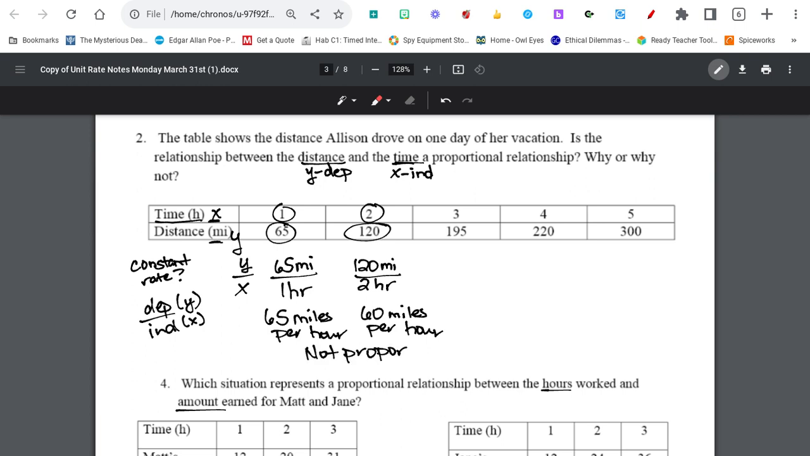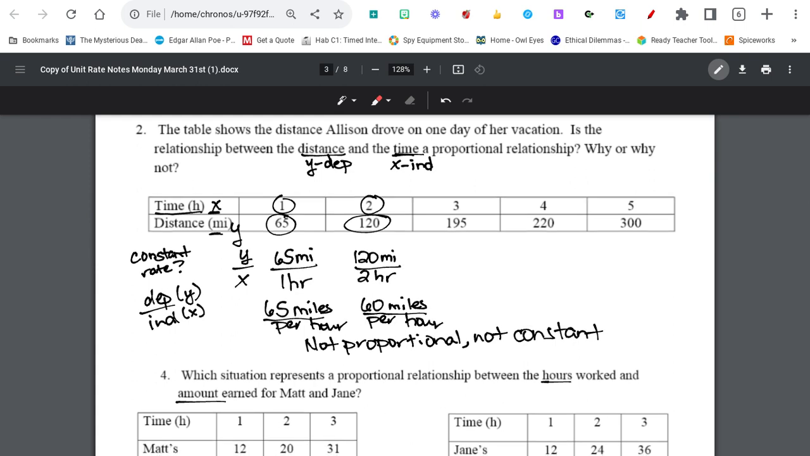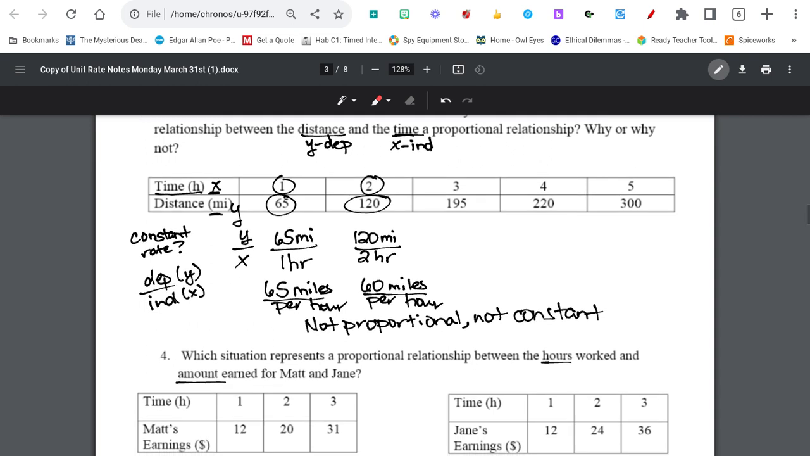I'm not going to try to find any more unit rates. It's not proportional because it's not a constant rate. Okay, it's not the same. That's 65 miles per hour. Here she drove 60 miles per hour. Might have been because of traffic. Traffic might have got heavy. So she might have had to slow down, okay? Definitely not proportional.